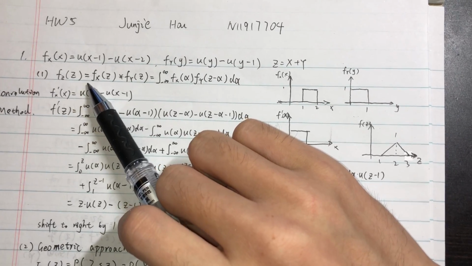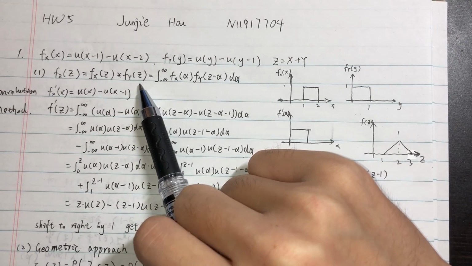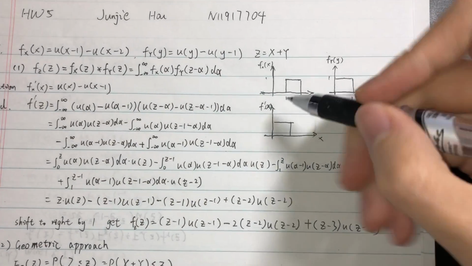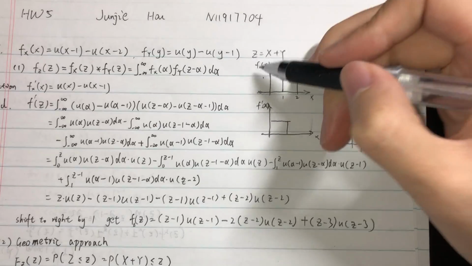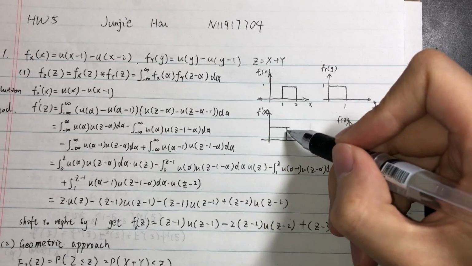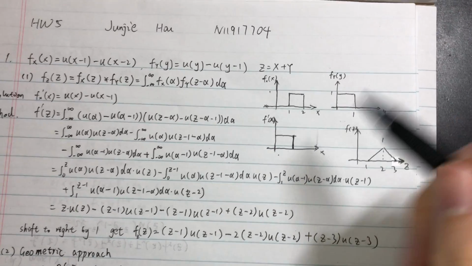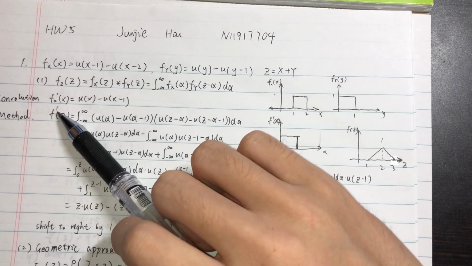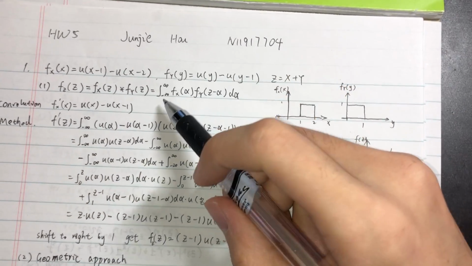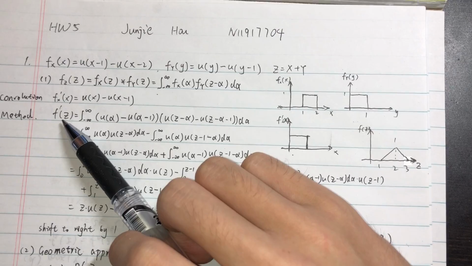the density function of z is equal to fx convolution fy. In order to calculate this convolution, we can first shift the density function of x to the left by 1, so we get this diagram. Then we use the equation of convolution to calculate fz prime.